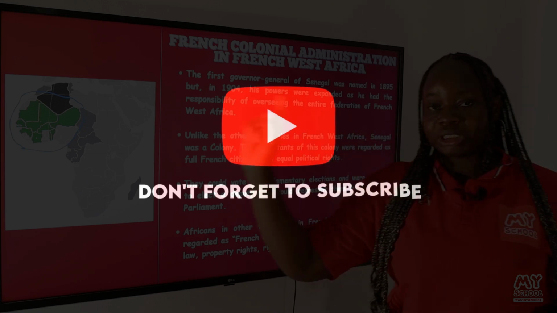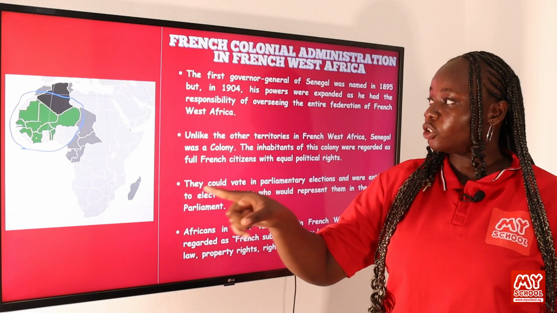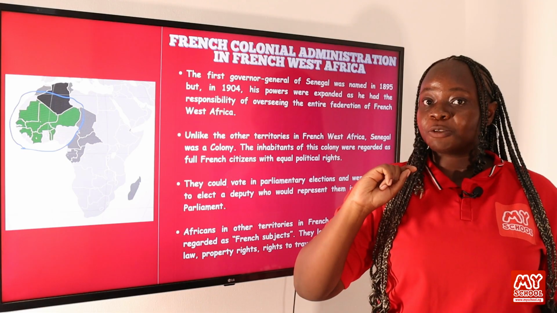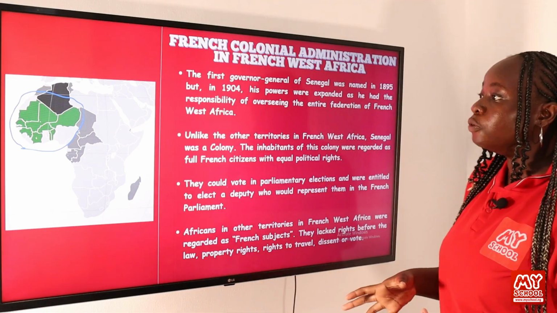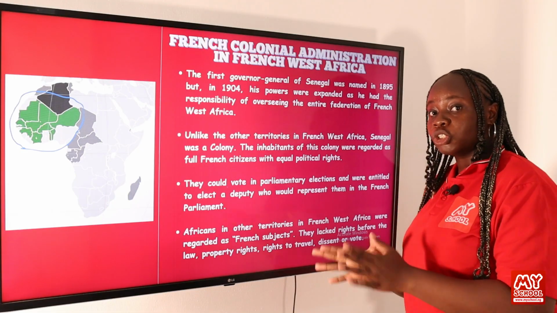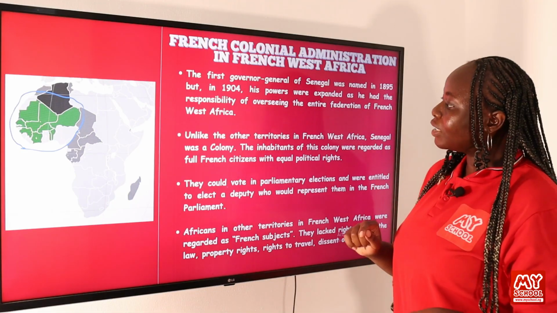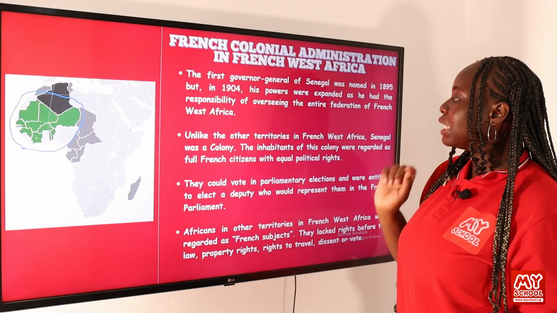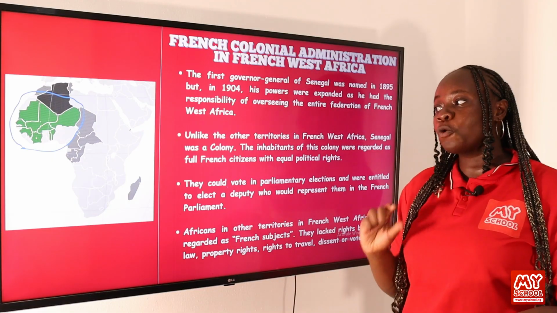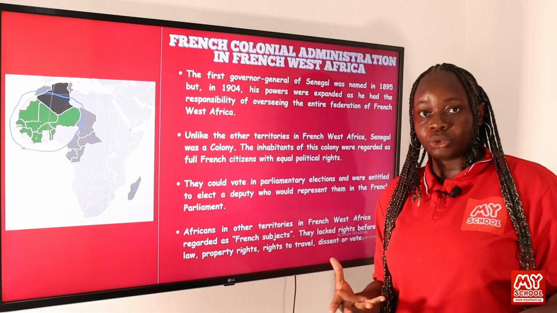So the Governor General in Senegal was in charge of the entire French West Africa. His power was expanded in 1904. That is when they decided to name this entire region the Federation of French West Africa. Unlike the other territories in French West Africa, Senegal was a colony. The inhabitants of this colony were regarded as full French citizens with equal political rights.